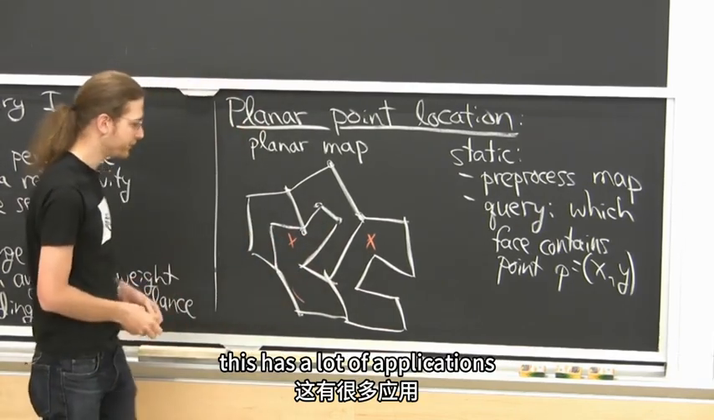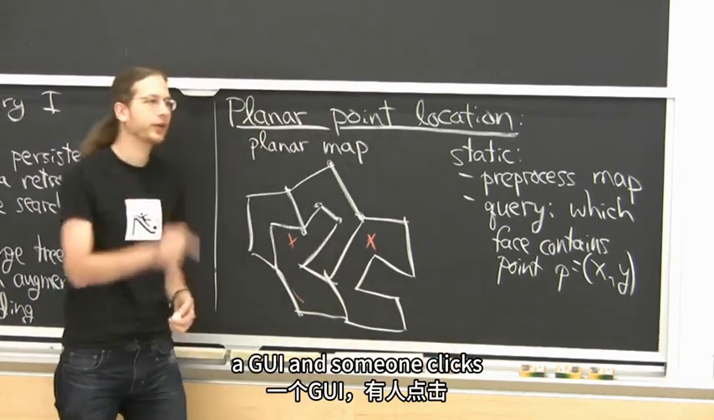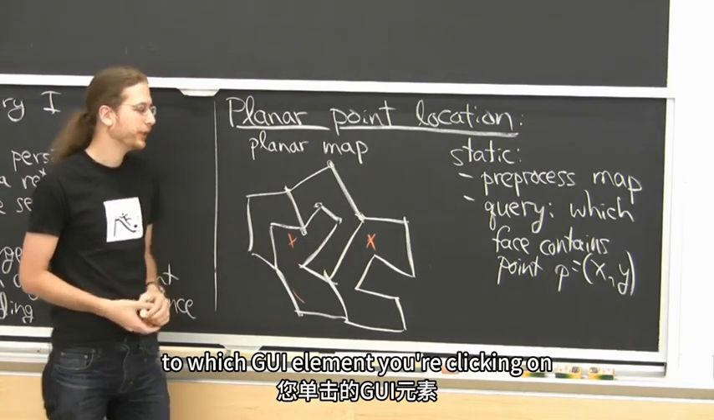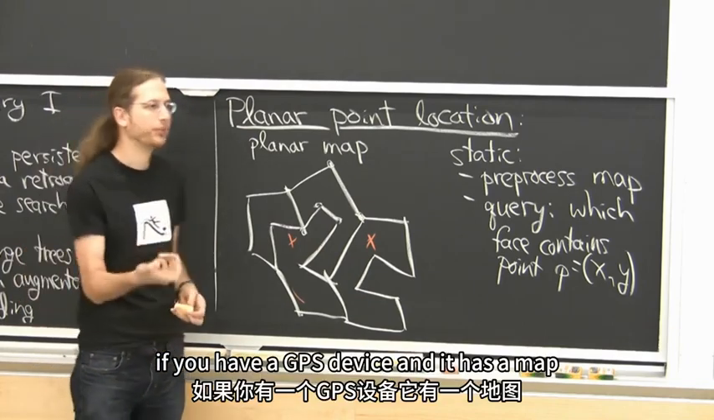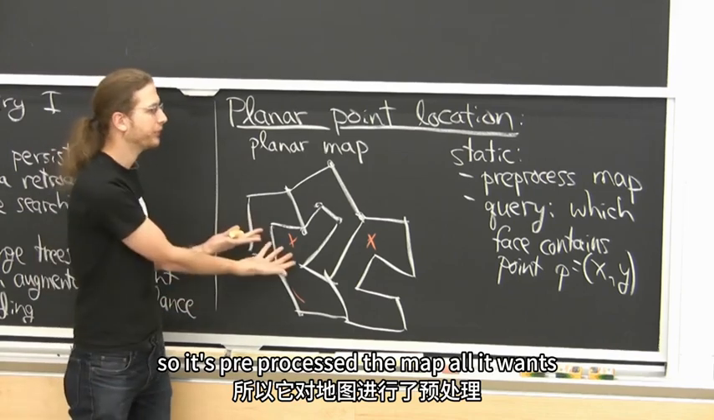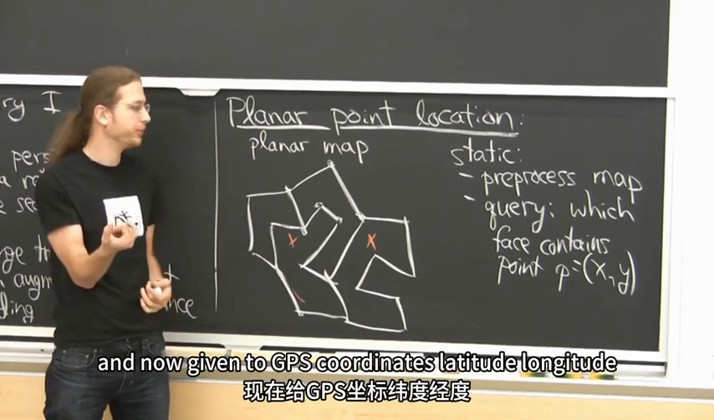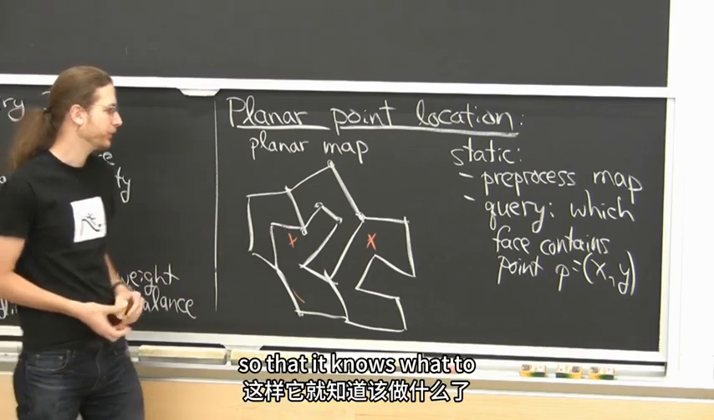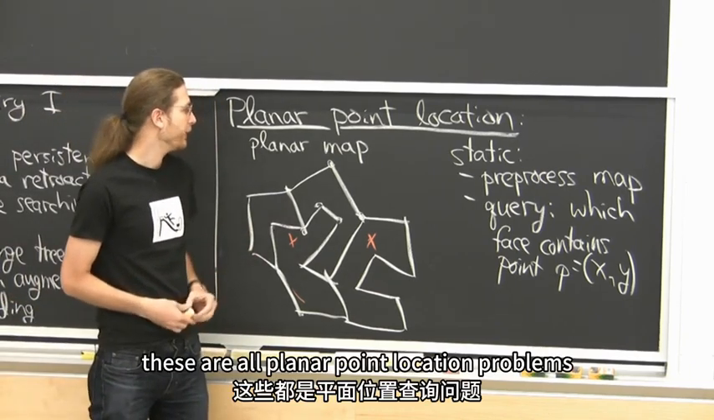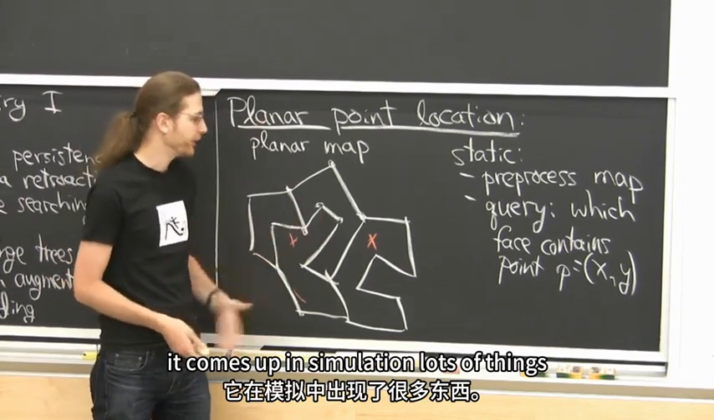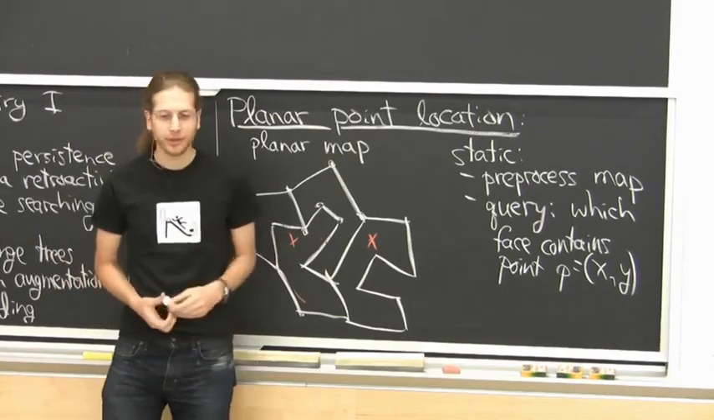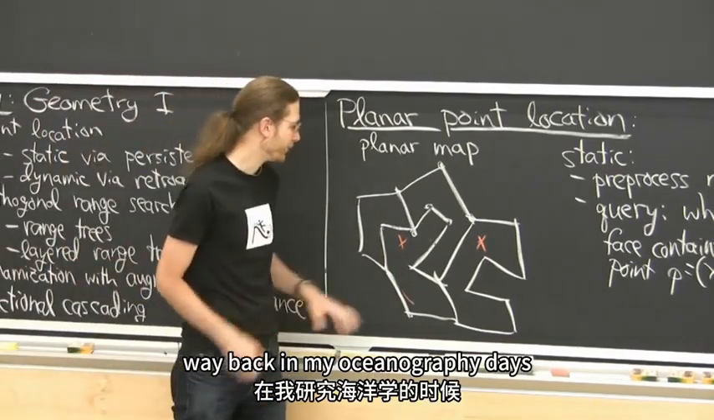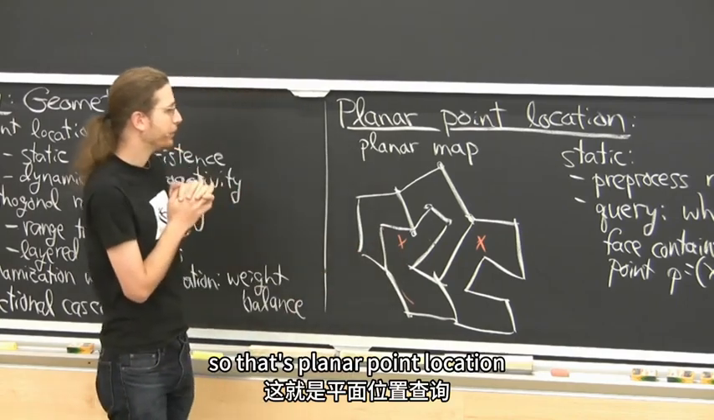This has a lot of applications. If you're writing a GUI and someone clicks on the screen, you need to map the coordinates that the mouse gives you to which GUI element you're clicking on. If you have a GPS device and it has a map, so it's pre-processed the map all at once, and now given GPS coordinates, latitude, longitude, it needs to know which city you're in, which part of the map you're in, so that it knows what to display, that sort of thing. These are all planar point location problems. It comes up in simulation, lots of things. This is actually one of the first problems I got interested in algorithms way back in my oceanography days. So that's planar point location.